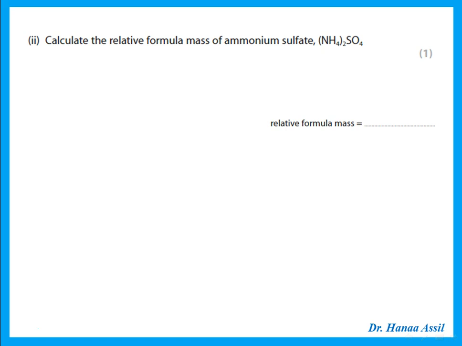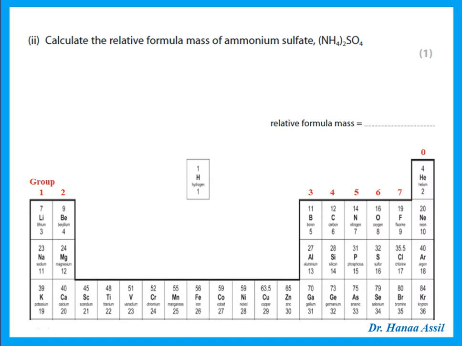Calculate the relative formula mass of ammonium sulfate. How do we calculate relative formula mass? Remember, relative formula mass is the same as relative molecular mass. It is the same as the MR. So how do we calculate the MR? We look at the periodic table. Now, which numbers are we looking for? We're looking for the mass numbers.